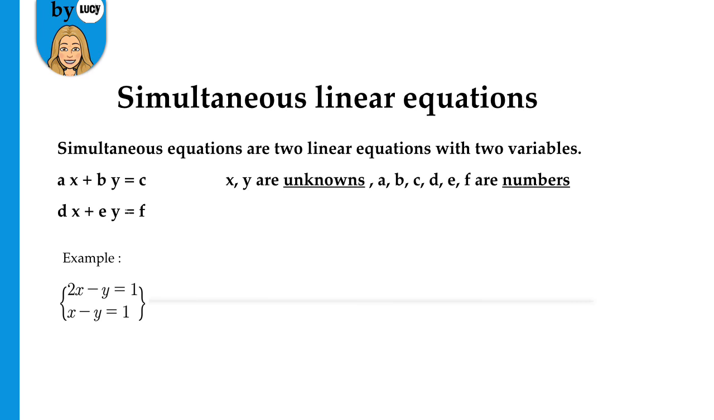Simultaneous equations are two linear equations with two variables. X and Y are unknowns. A, B, C, D, E, F are numbers. Here is an example: 2x minus y equals 1 and x minus y equals 1.